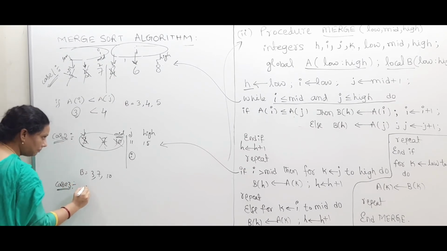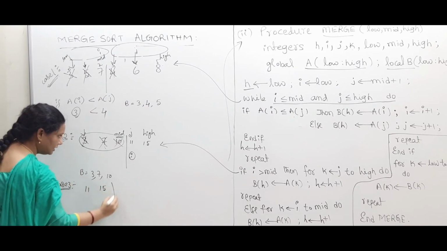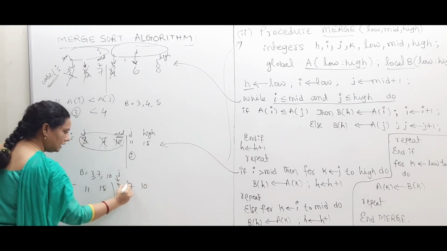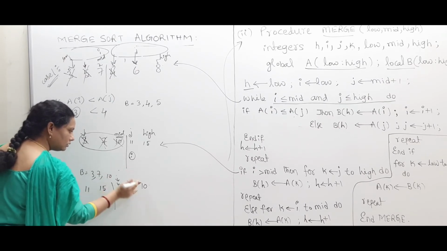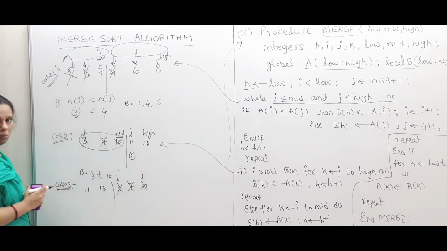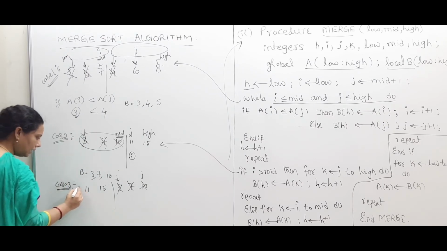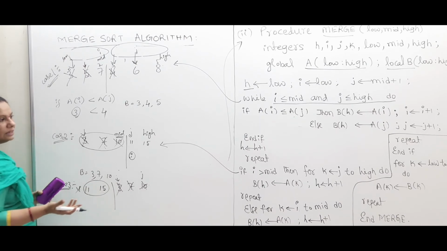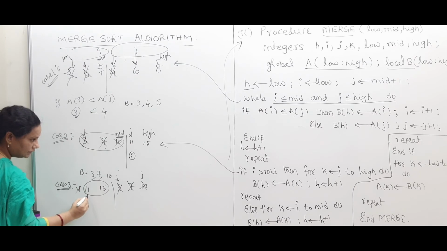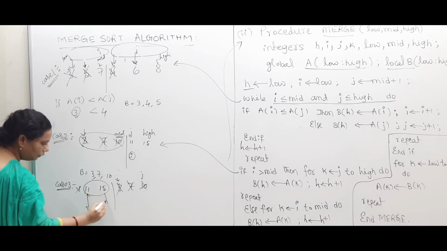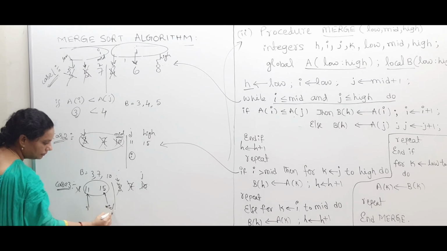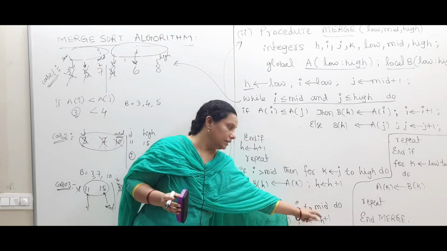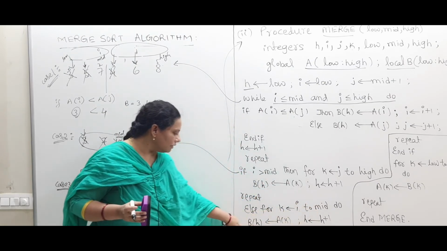Okay, let me take the example here. The same 11, 15 that I have taken, and 3, 7, 10. What happens? This element is over, j is moved here. This element's sorting is also over, and this element's sorting is also over. Now a few elements are left in your first subdivision. So what will it do? Simply, say this is i to mid, with k, the elements from i to mid are going to be transferred to b.